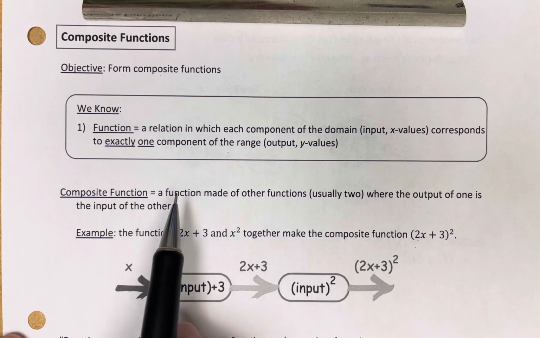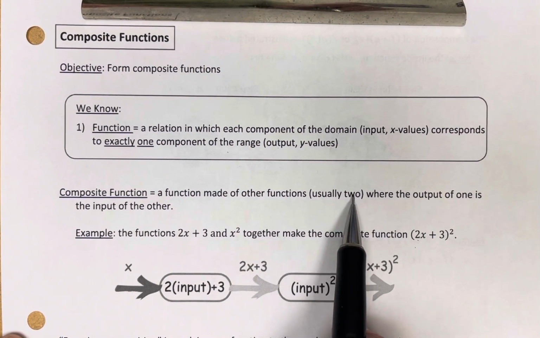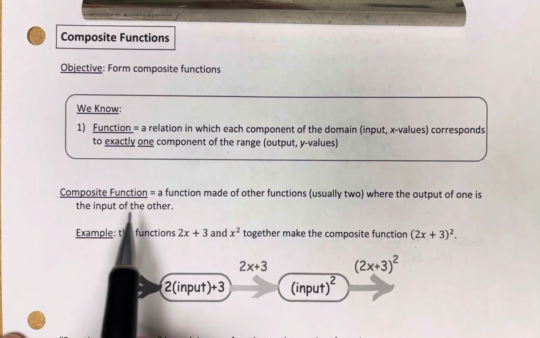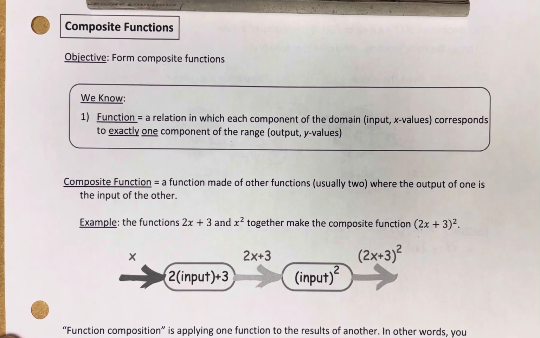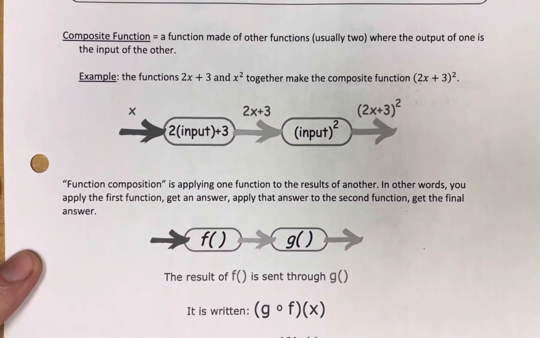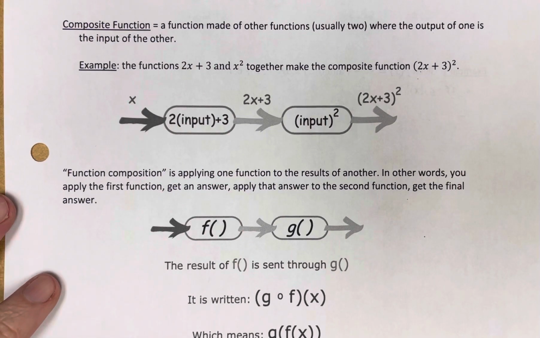A composite function is a function made of other functions. And we're going to be dealing with two, where the output of one is the input of the other. So we're going to run a number through a function, get an output, and then run that output through the next function. I'll show you some diagrams of that, and we'll look at some different ways of writing it as well. Not necessarily the easiest of concepts, but I'll break it down as best I can.